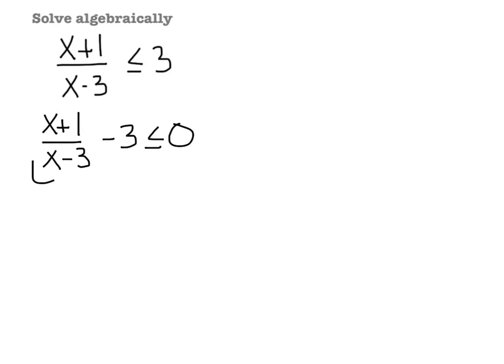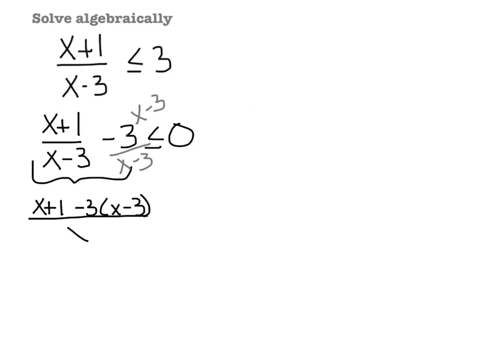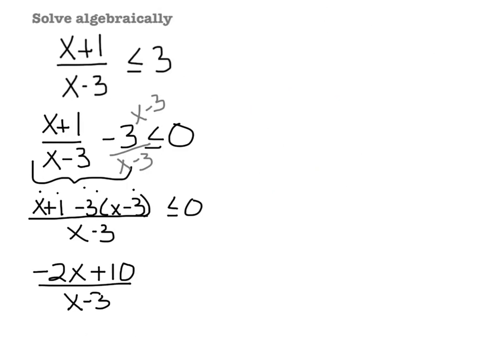And then we need to combine this into one fraction. So that means I need to multiply this by (x - 3)/(x - 3) to give it a common denominator. So I've got x + 1 - 3 times (x - 3), which is all over my common denominator x - 3. And we can simplify a little bit. We've got 1x and minus 3x would be negative 2x. And then we have 1, and then minus 3 times minus 3 is plus 9, and 1 plus 9 is 10. So (-2x + 10)/(x - 3) is less than or equal to 0.